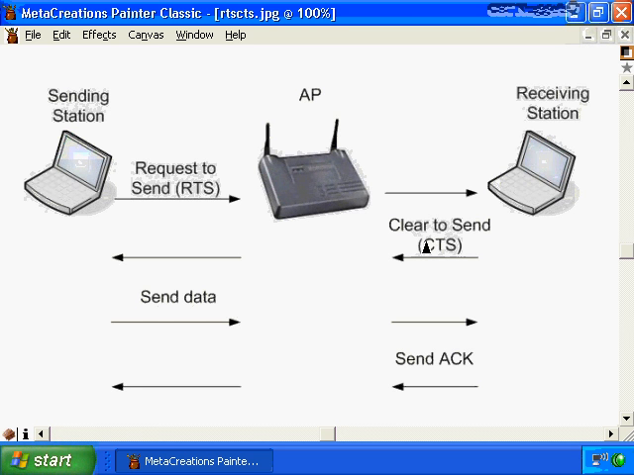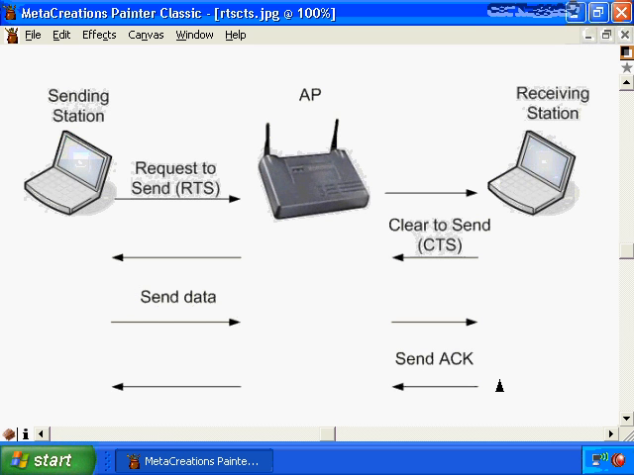So the second step is the recipient, the receiving station, will send back a clear to send, or a CTS frame. So that's step number 2. Then the third step of this process is simply that the client now has access to the wireless medium, and that the client sends the data frames to the recipient, to the endpoint.